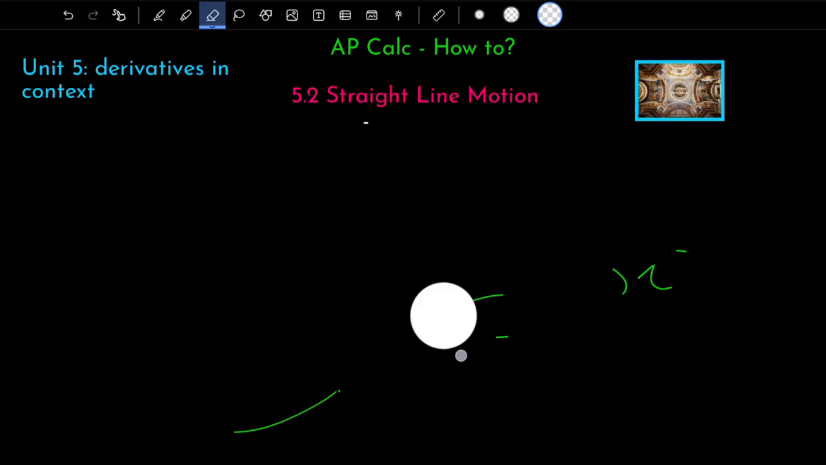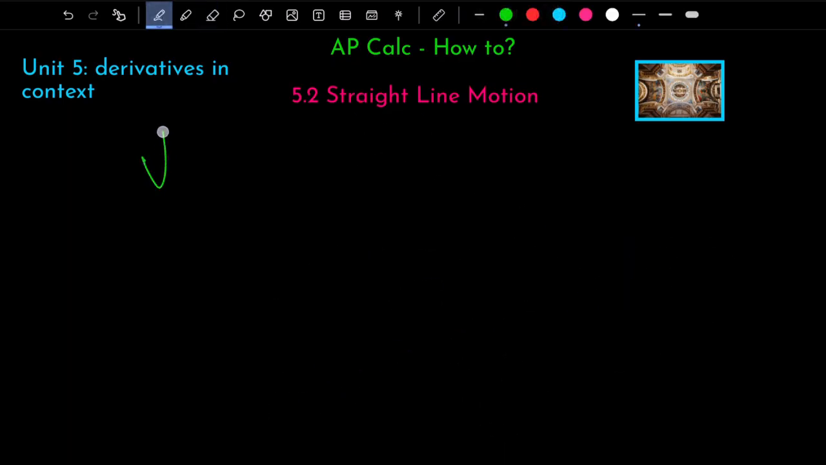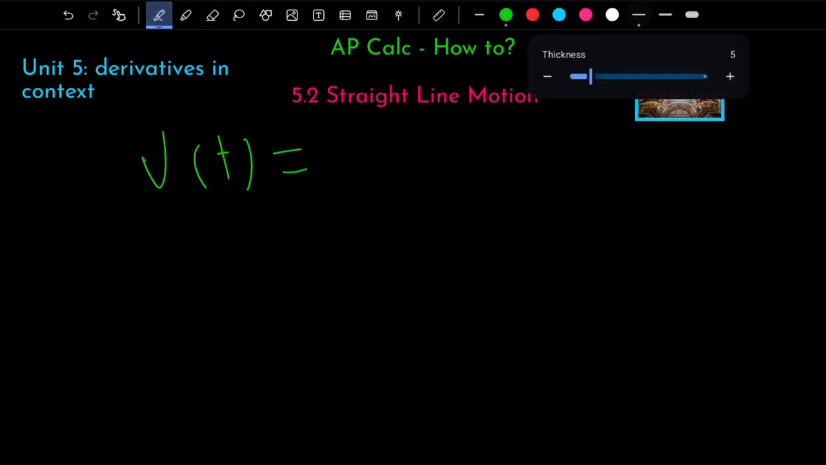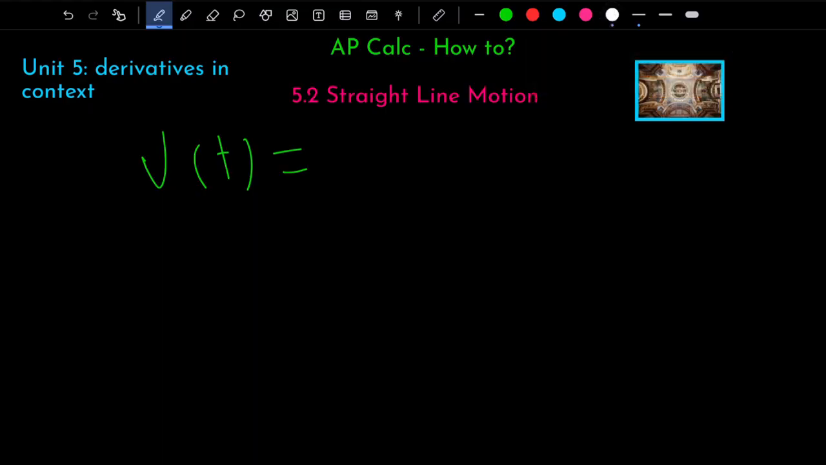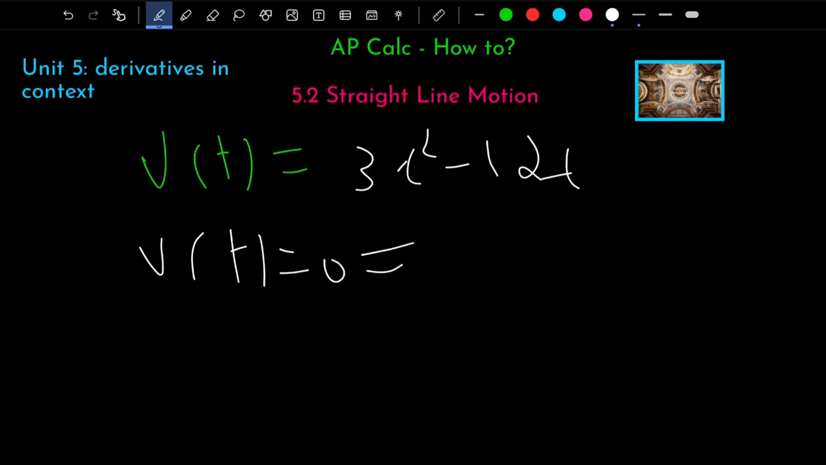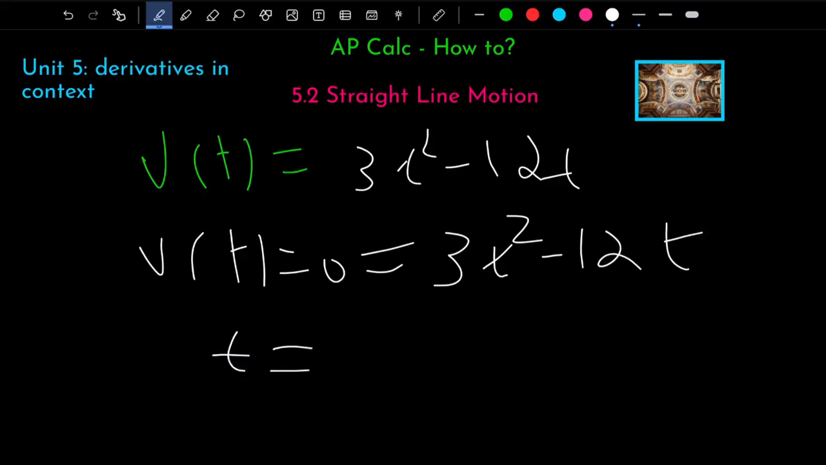Given v of t equals 3t squared minus 12t, determine when the object moves left or right. So basically we have to see when the velocity is positive or negative. Let's solve by setting this equal to 0 to find our critical points. Now when v equals 0, t is going to equal 0 or 4 to make this statement true.